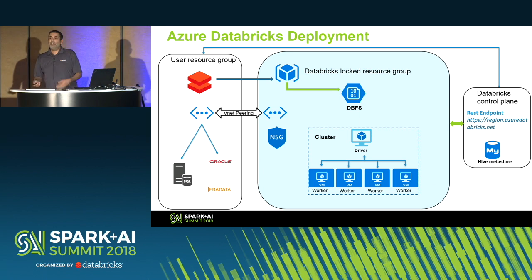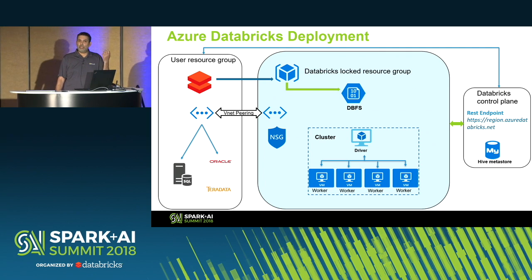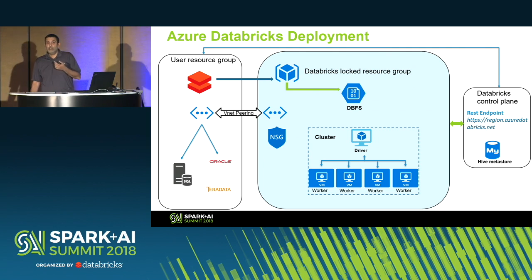Communication to other resources, say you have a SQL database or Oracle database, and Databricks needs to communicate with it. Without VNet peering, you have to open those resources to the internet. So VNet peering is a way to access resources in another resource group and tie those VNets together. Also allows you to talk to on-prem resources via ExpressRoute.